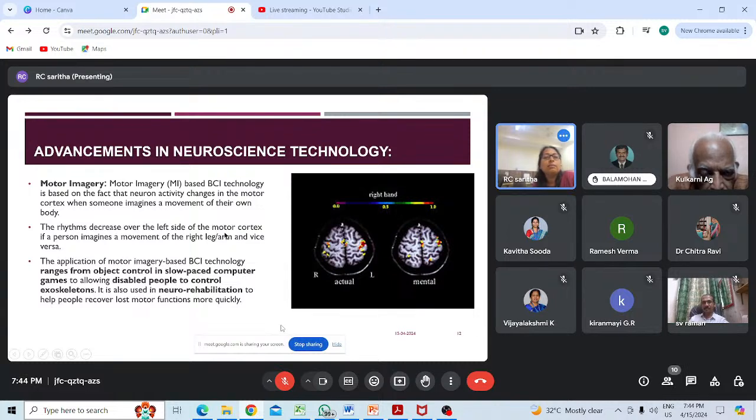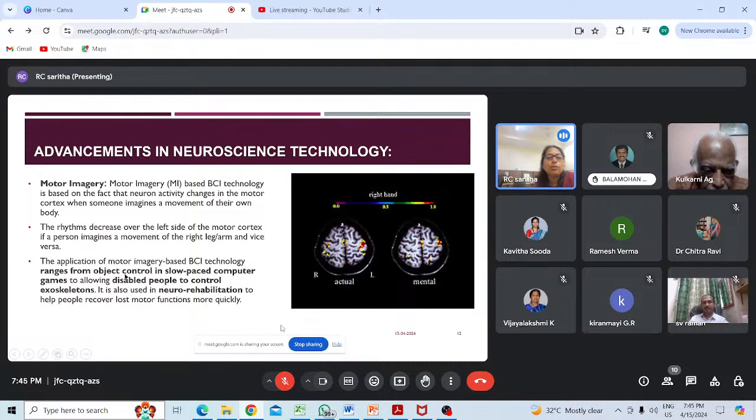Motor imagery based BCI is based on the fact that neural activity changes in the motor cortex. When someone imagines a movement of their own body, even if they are not able to move that particular body part, how the motor imagery is happening can also be recorded. With this methodology, the frequencies decrease over the left side of the motor cortex if a person imagines a movement of the right leg or arm, or vice versa. That means if a person is imagining something instead of doing it in real time, then obviously the frequency at the left side of the motor cortex decreases. That can be recorded and evaluated. Whether he is in imaginary mode or not can be identified by using motor imagery.